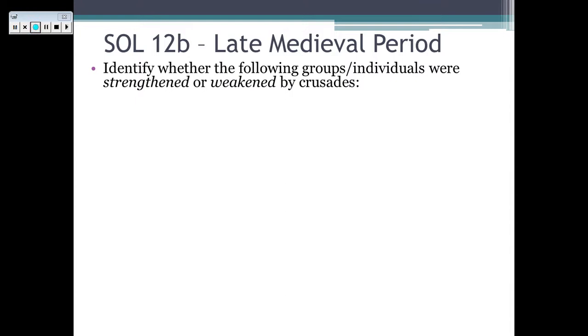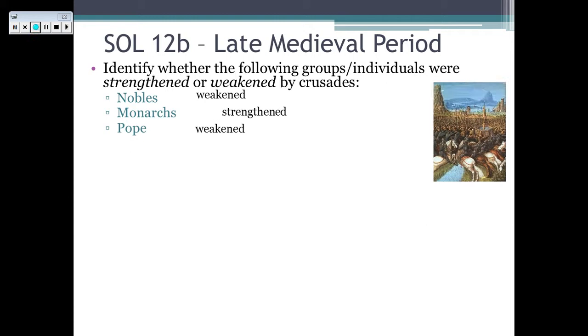Identify whether the following groups or individuals were strengthened or weakened by the Crusades: nobles, monarchs, and popes. Alright, nobles were going to be weakened. If you guys remember, the feudal system was reliant on the near slave level labor of serfs, and all of our serfs are taking up the crusade and leaving, so we're going to have nobles weakened in the feudal system. Monarchs are going to be strengthened because people are going to come back and be loyal to their country, which is going to lead to a rise in nationalism, and the Pope is going to be weakened, as he is the one who's called for these unsuccessful crusades.